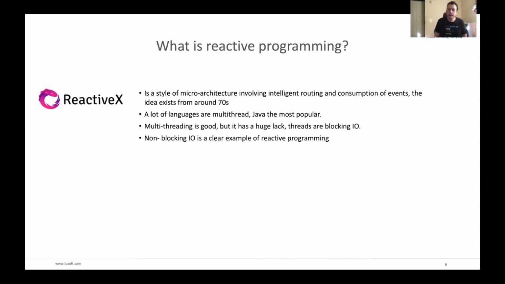Okay, a lot of languages are multi-threaded. Java is the most popular of them. I can say that Java is the king of multi-threading, and Java has been the king for a lot of years. And multi-threading is good, but it has a huge lag. The threads are blocking I/O. So what is the meaning of blocking I/O?